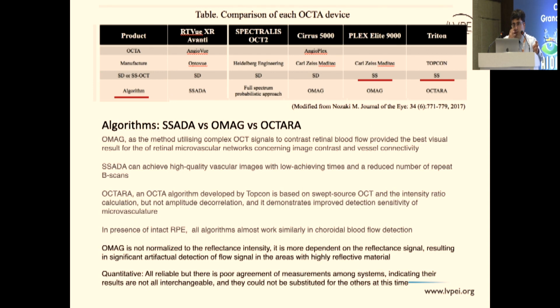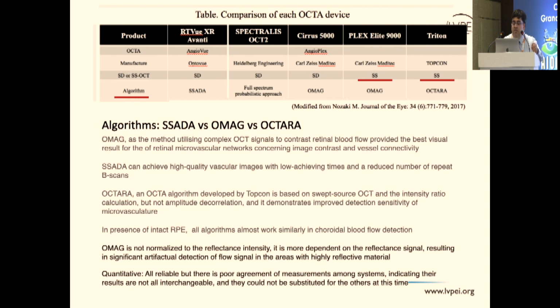When you compare these different algorithms, OMAG, as a method of utilizing this OCT science, provides the best visual result for retinal microvessel networks. So OMAG, that means the Cirrus and the Plex Elite, would give you the best retinal blood flow in terms of resolution. SSADA, the one with OptiView, gives you the fastest scans with a reduced number of repeats, because it has the least number of repeated B scans. So SSADA is able to give you a very fast OCT angiography.